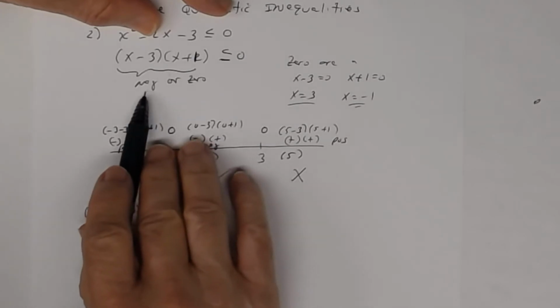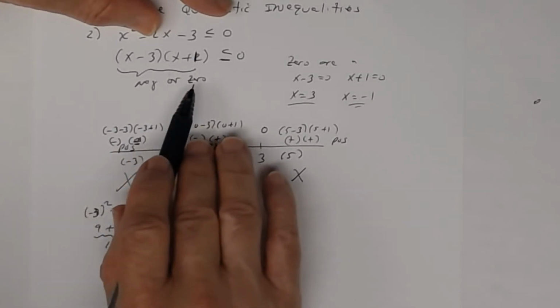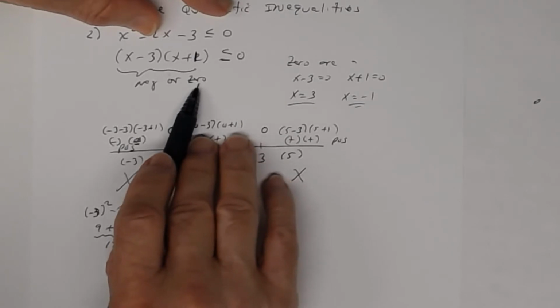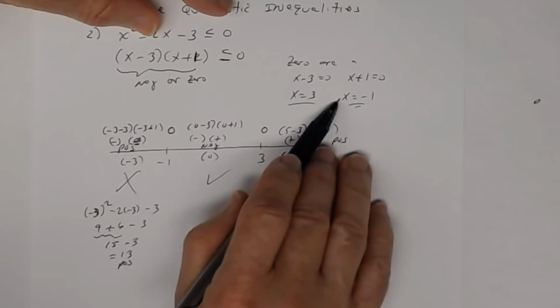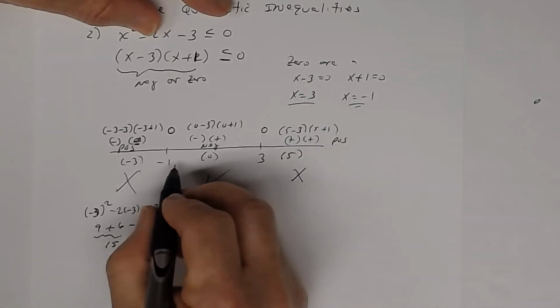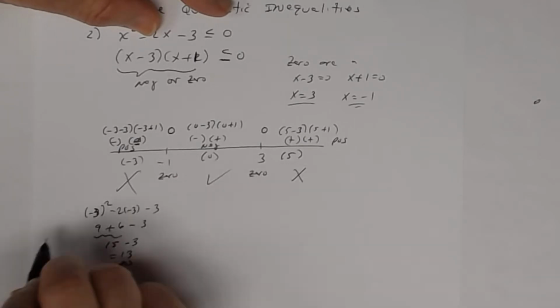Okay, so I found for the negative part, I found which one works. Now look at the 0. Don't make that difficult. You know already which numbers make this 0. Those right here, your zeros. That's these, right? So this is a 0, and this is a 0.